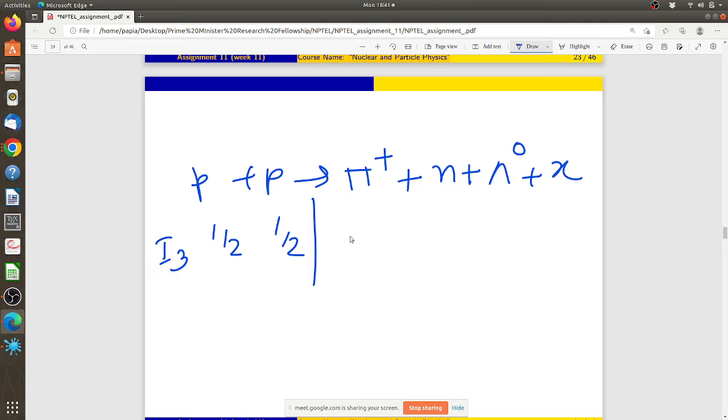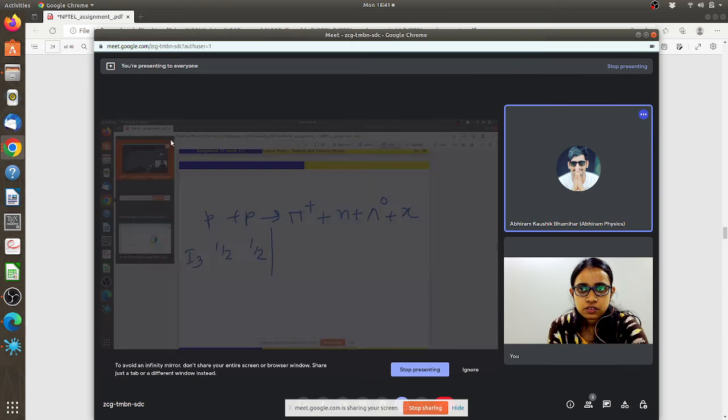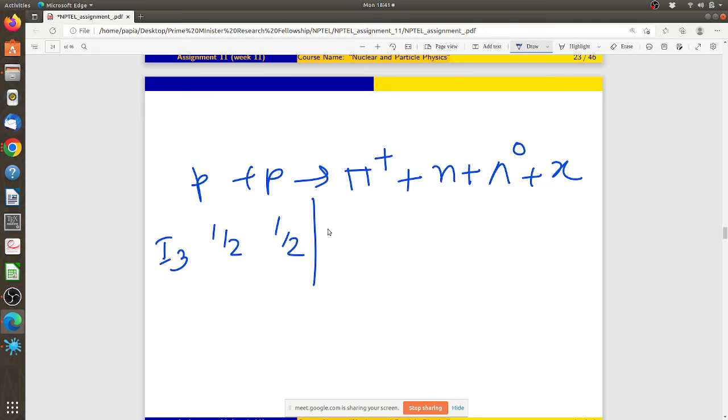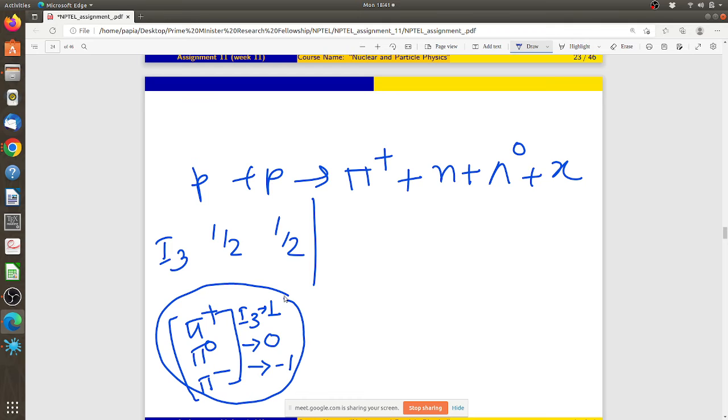And pi plus will be what? Pi plus will be plus 1, because pi plus, pi 0, pi minus, these 3 members make a triplet. And here, for pi plus I3 is plus 1, for pi 0 it is 0, for pi minus it is minus 1. I3 means the third component. Okay, so that's why it is like that. So for pi plus I3 is 1.